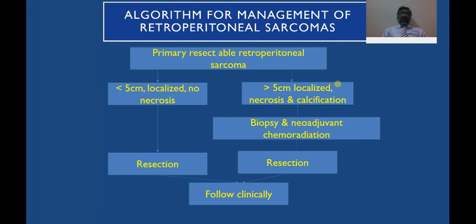In the end, this is an algorithm for management of retroperitoneal sarcomas. If these are less than 5 centimeters, localized with no necrosis, usually resection is required. And if these are more than 5 centimeters with necrosis and calcification, initially biopsy with neoadjuvant chemoradiation is required, followed by surgical resection of this tumor.